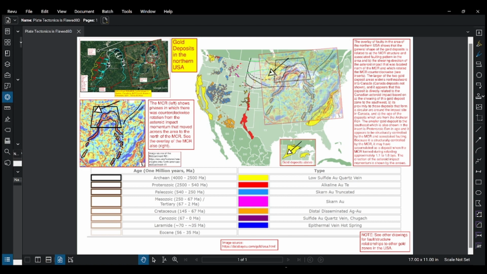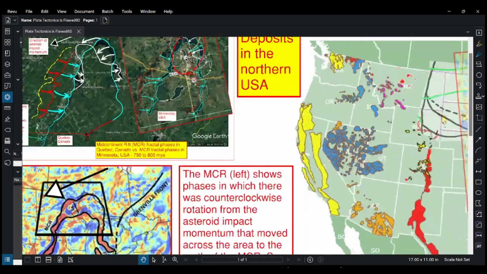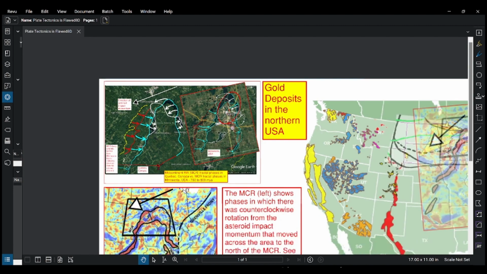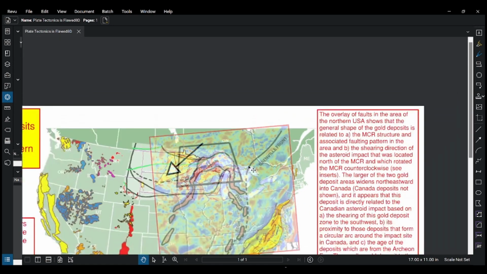You see these white arrows here, and shown on the fractals, there's two fractals here. So the white arrow would be here. Here's one fractal, here's another. So like a freight train, the momentum from the asteroid impact came above, to the north of the Mid-Continent Rift structure, and rotated it in phases. So there's this Grenville front here on the right side, the east side, and you can see it here, it says Grenville front. So it's like a resistant front.